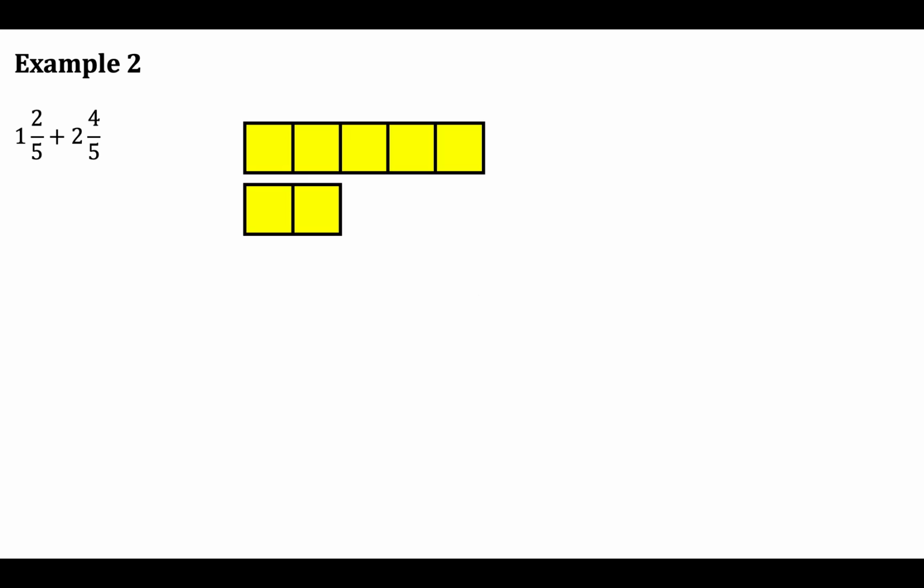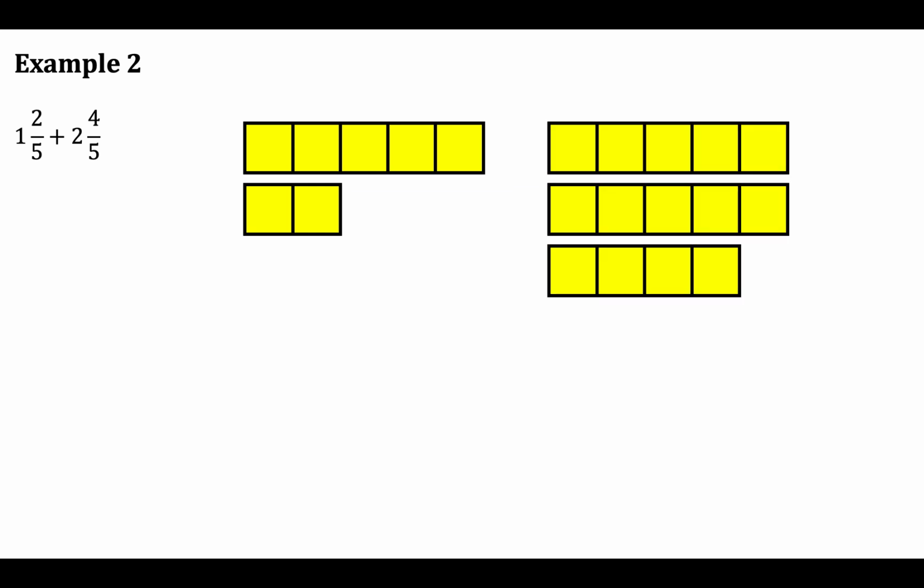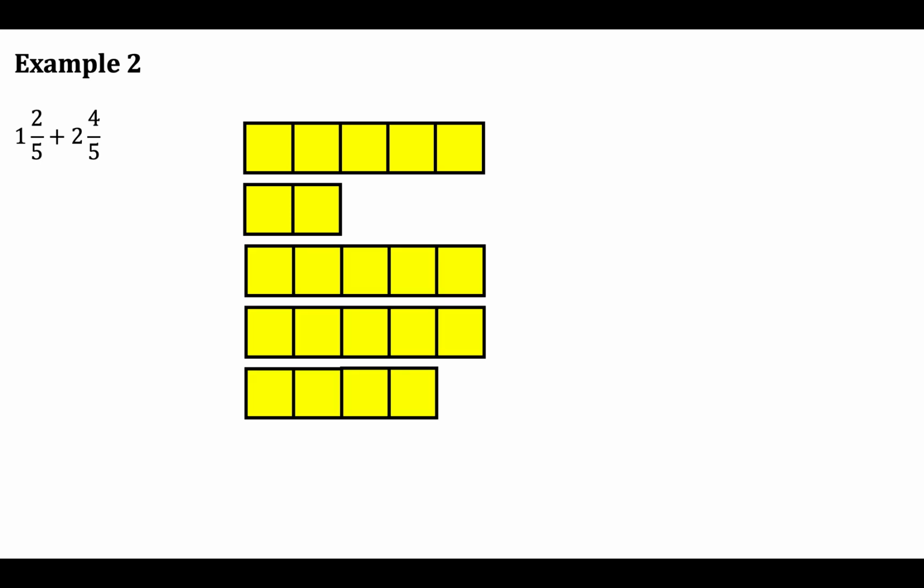Example 2. So we've got 1 and 2 fifths, and this time we're adding 2 and 4 fifths. Now, this might seem very similar to the previous example, but you'll maybe see why it's different in a minute. So we've got 1 and 2 fifths, and 2 and 4 fifths. And putting those together, now we can see that we're actually going to bridge another whole. So that's why this example is slightly different from the last one.